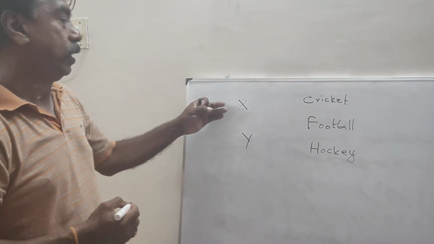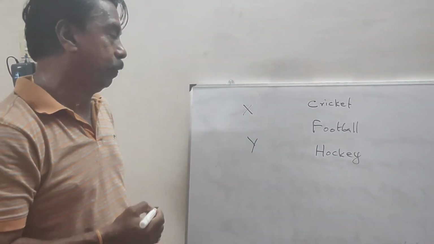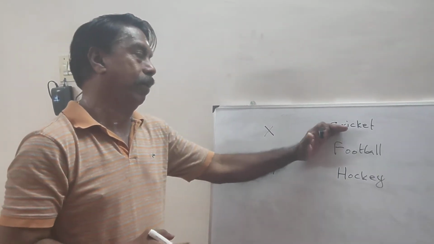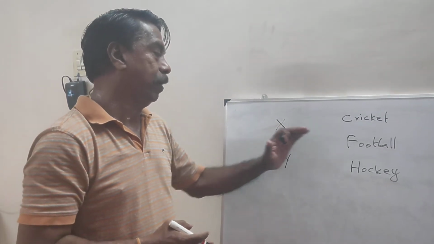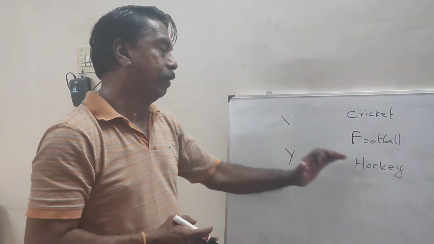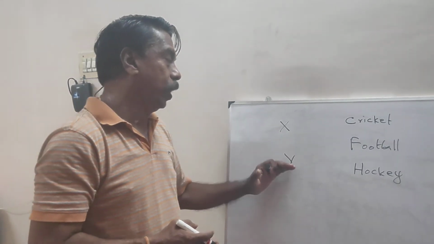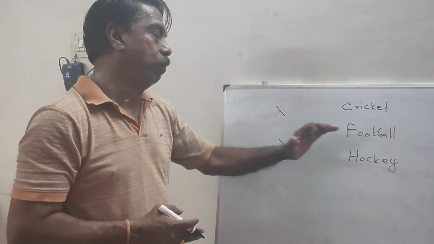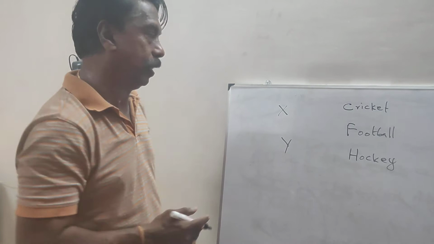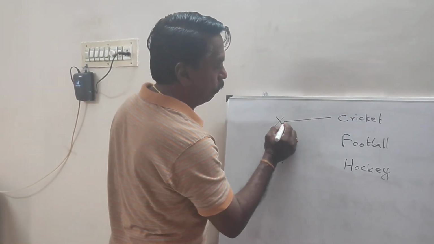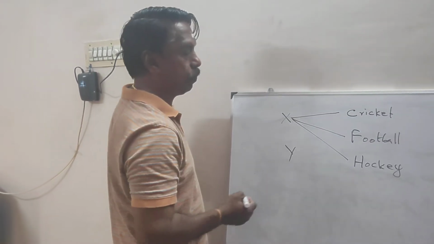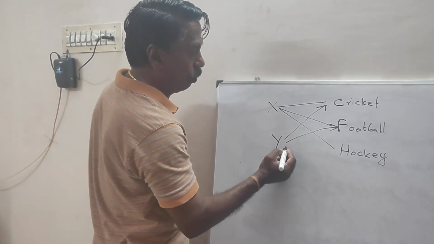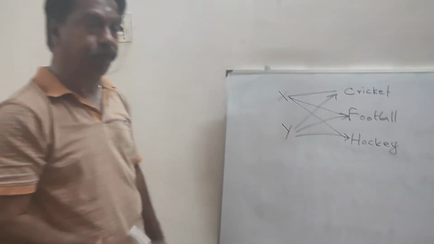Now, if a person is asked to select a game to play, how will they select the game? X may select cricket, or X may select football, or X may select hockey. Similarly, Y will also do the same thing. Y may select cricket, or Y may select football, or Y may select hockey.